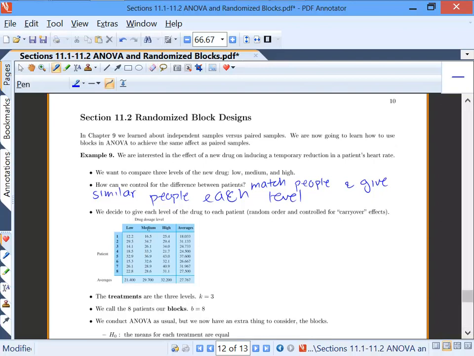So notice they had 3 drug levels and 8 patients. Okay. So for each drug level, they had the average reduction in their heart rate.